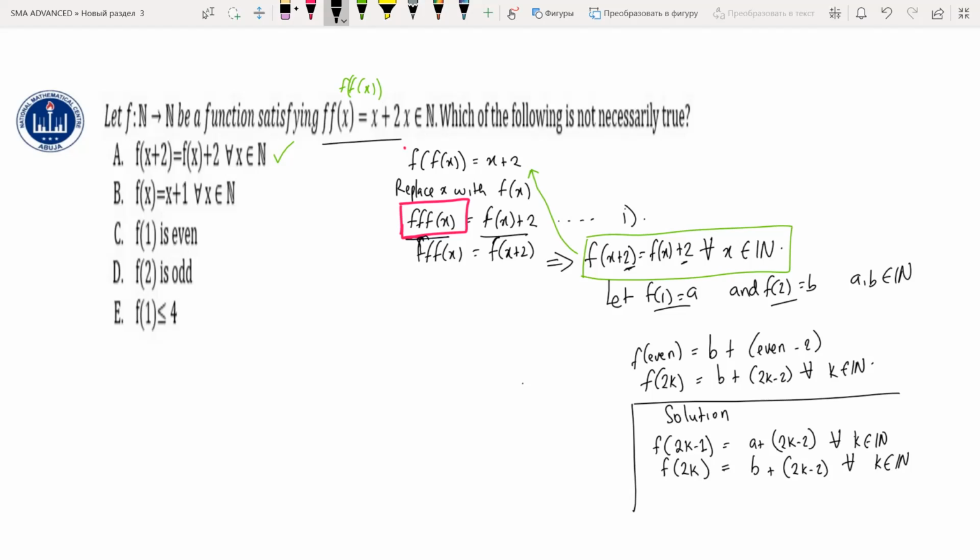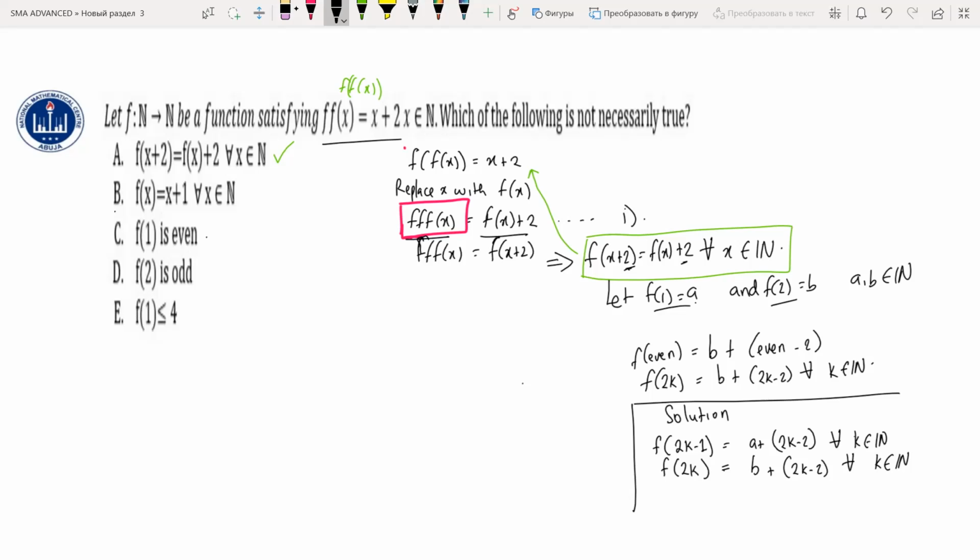Okay, let's look at it again. Property C says f of 1 is even. Remember, f of 1 is the same thing as A here. So it's saying A is even. So now let's check if it's true or not. Suppose A is odd, if you want to check if this is true.